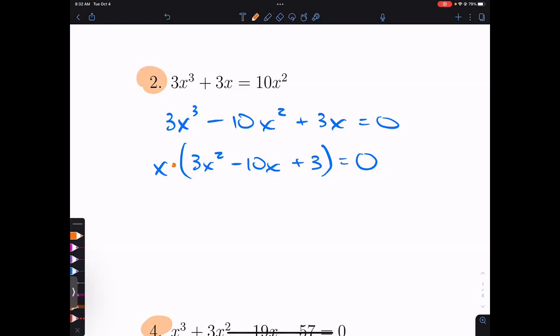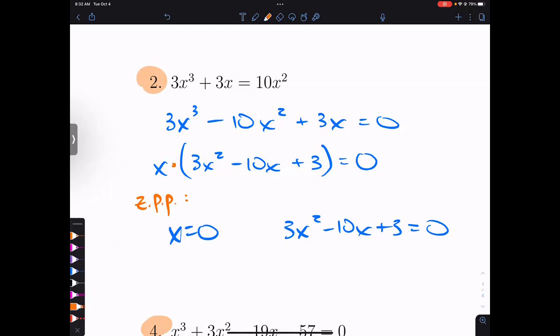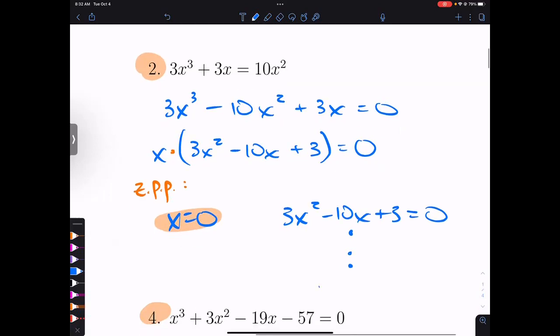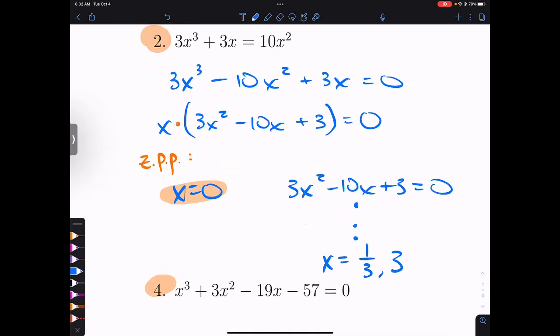That means think about applying the zero product property: either x equals 0 or 3x squared minus 10x plus 3 equals 0. Well, you've got one solution here. The others, just solve that quadratic. I don't know what they are. Does anybody have them? 1/3 and 3. Okay. So there's 1, 2, 3 solutions.